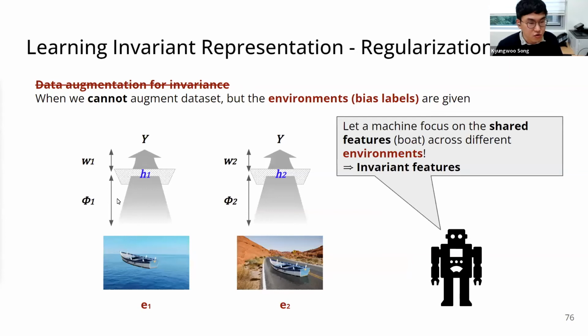Another approach is to regularize the extracted features H1 and H2. Let's assume that we have two environments, both on the water dataset and both on the road dataset. What we want is to make the extracted features H include the invariant features, the shared features across the environments. In this case, we regularize the extracted features H to focus on the boat object, the invariant features.